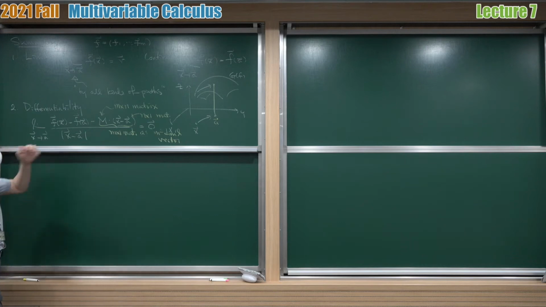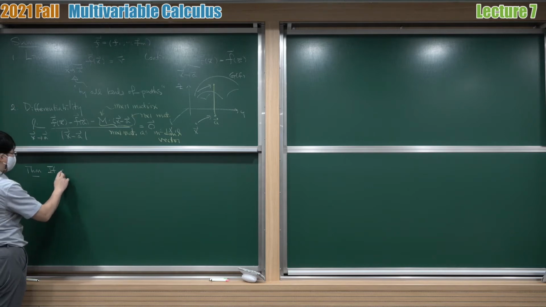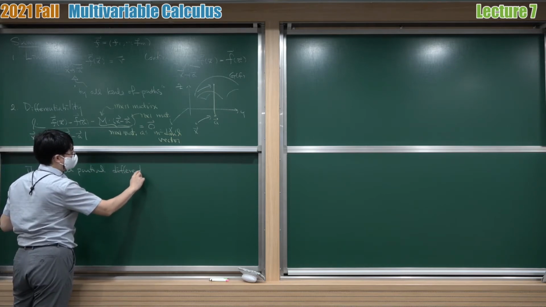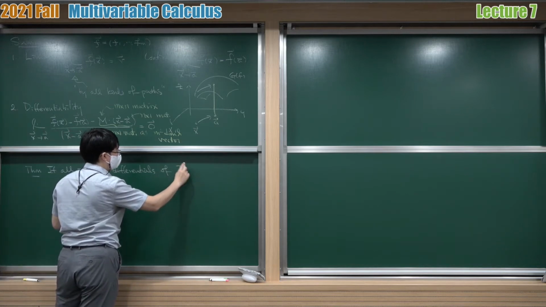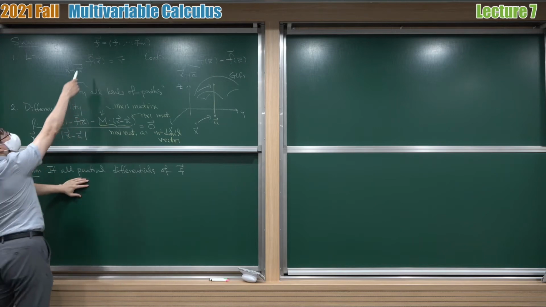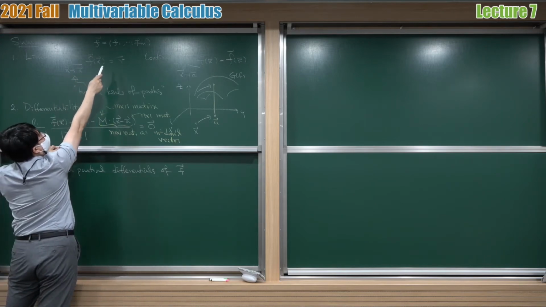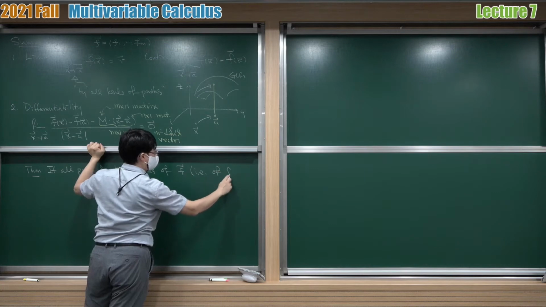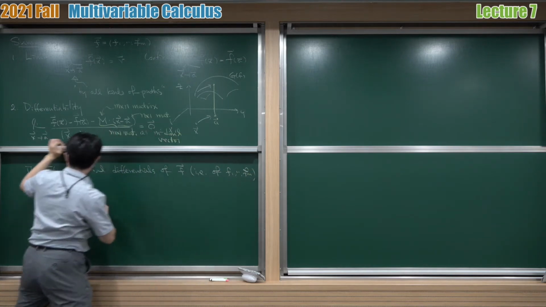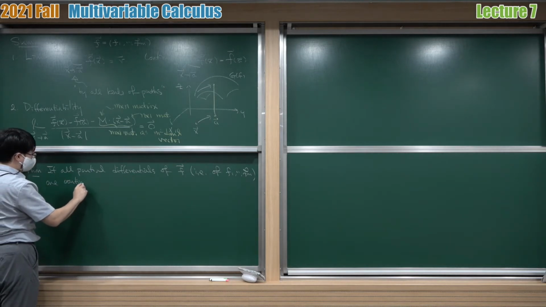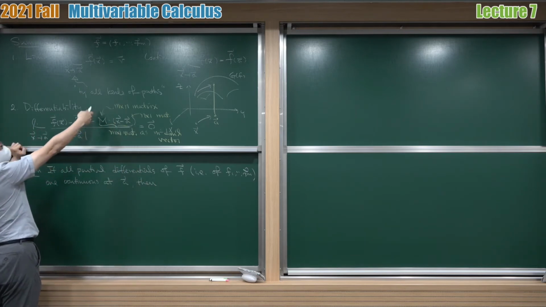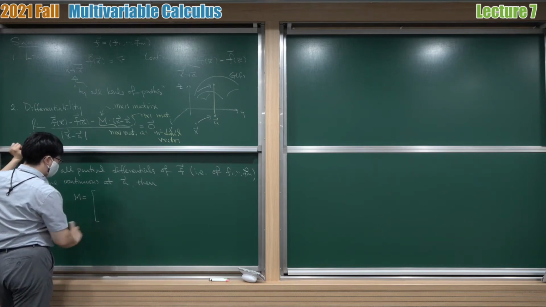So we had a question, what is m in this case? There was a theorem saying that if all partial differentials of f, meaning the partial differentials of the coordinate functions f1 to fm, are continuous at a, then what's inside of m is simply the partial differentials.